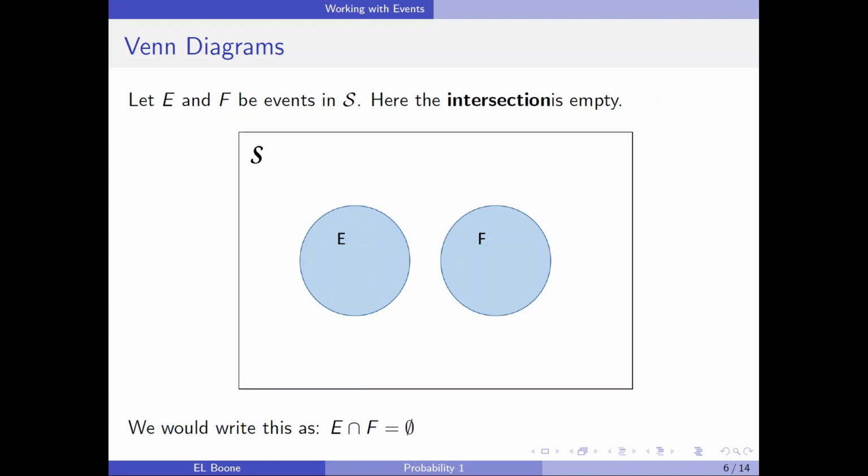Now, here we have two events, and if I look at the intersection, they don't overlap at all. So E intersect F is equal to this symbol, which is from, I think, Danish. It's a zero with a line through it, and it means that they don't overlap. They have nothing in common. It's the empty set.